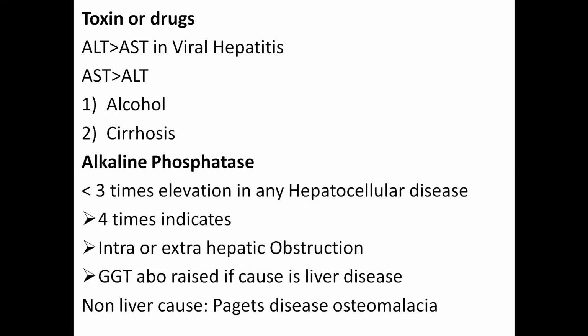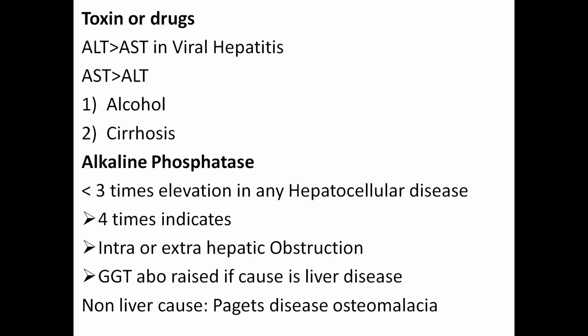So normally ALT is higher than AST in viral hepatitis. ALT means SGPT, AST means SGOT. But if you find AST more than ALT, that indicates that chronic hepatitis is changing into cirrhosis, or it also indicates alcohol, that the person is taking alcohol. So alcohol and cirrhosis are common causes of this increased AST to ALT ratio.